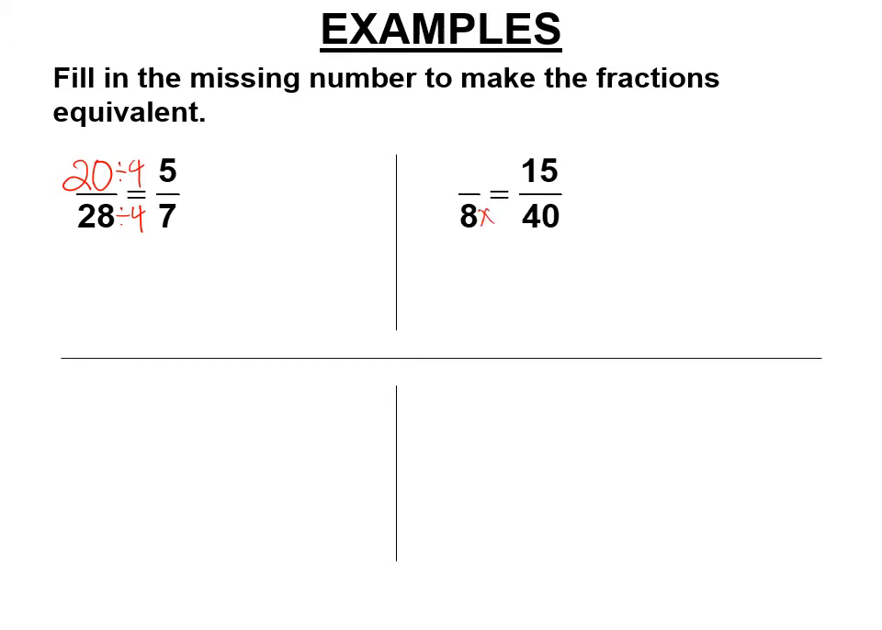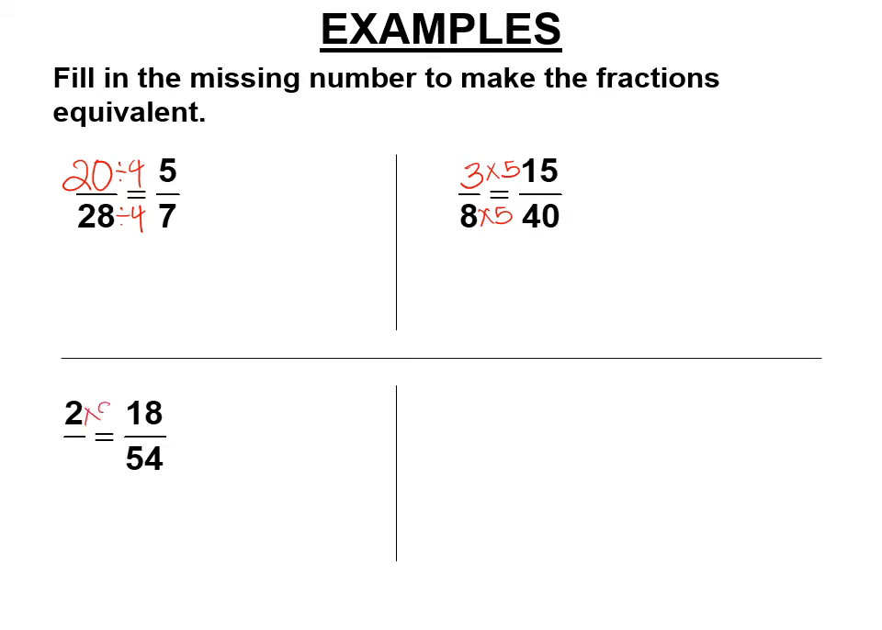8 times what makes 40? 8 times 5 makes 40. So what number times 5? Right? So it's a number smaller than 15, and it's 3. 3/8 is the same as 15/40.